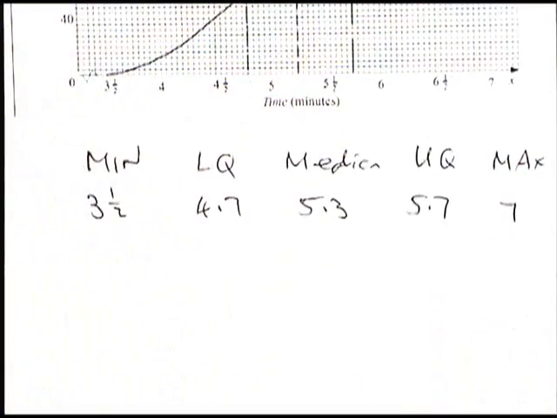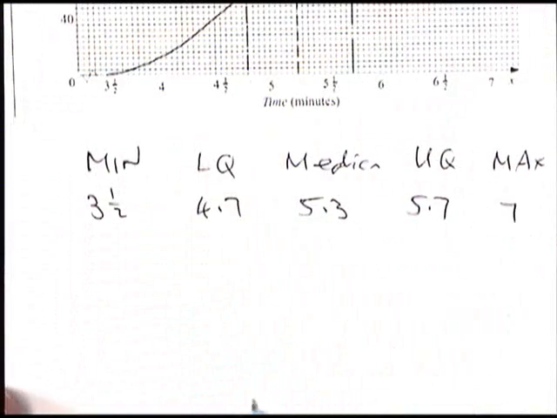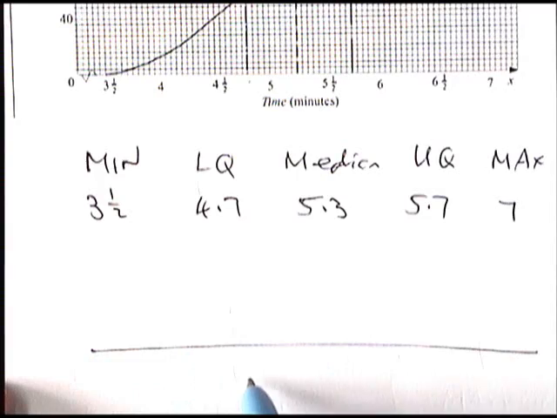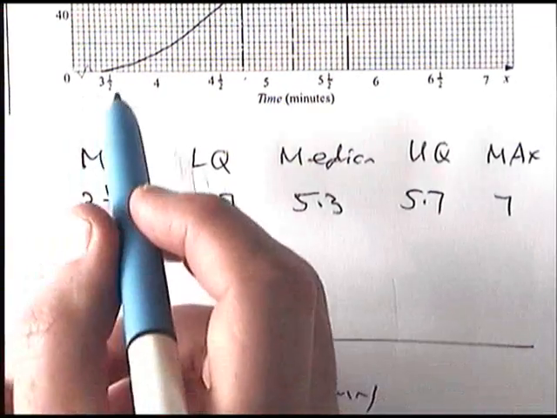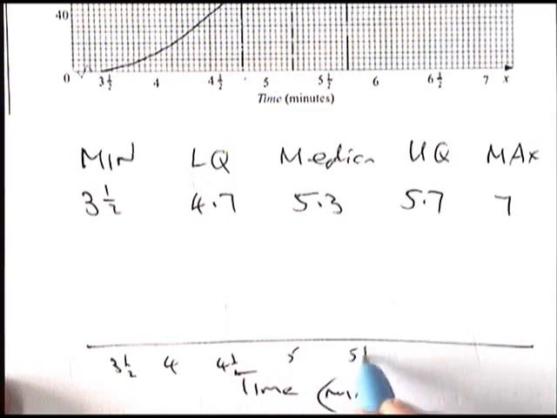So what you would do in an exam is you'd probably have graph paper given to you, maybe often underneath this and with the same scale. Now I'm just going to sketch this out, but I'm going to have my time in minutes along here, and I'm going to try and use exactly the same scale as I've got here. 3.5, 4, 4.5, 5, 5.5, 6, 6.5, 7.